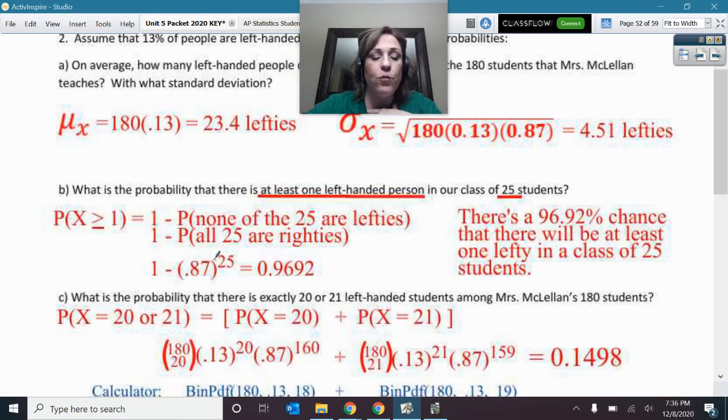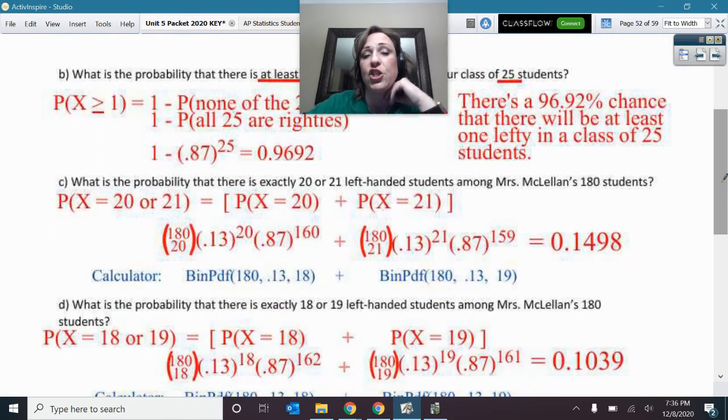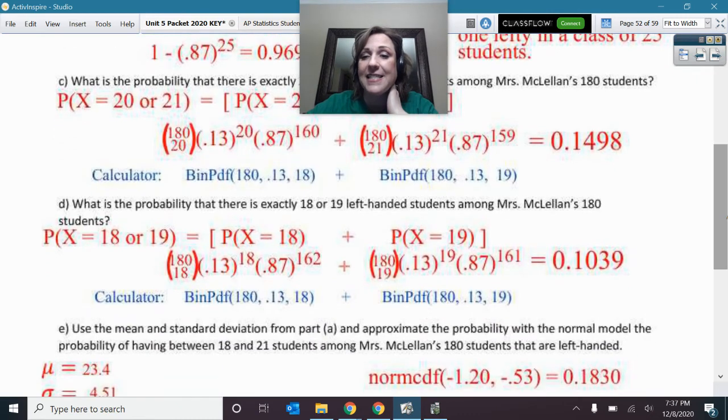And so then we have 1 minus they're all righties. Now I get into among my 180 students, exactly 20 and 21. So here I'm going to be adding together those PDFs. And then I had exactly 18 or 19. So what ends up happening is I built in the accumulation of from 18 to 21.